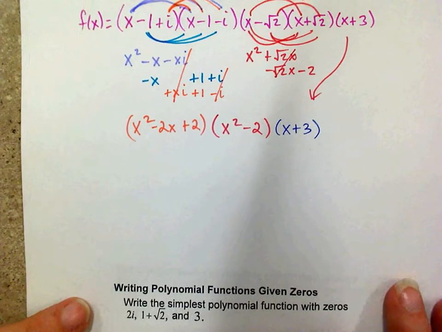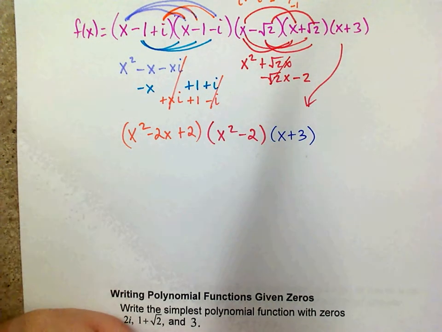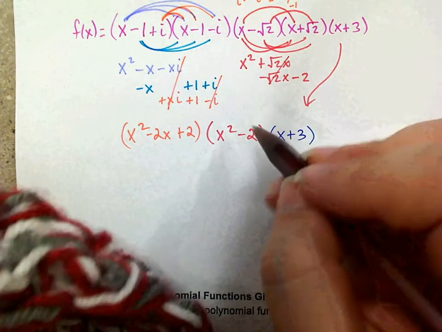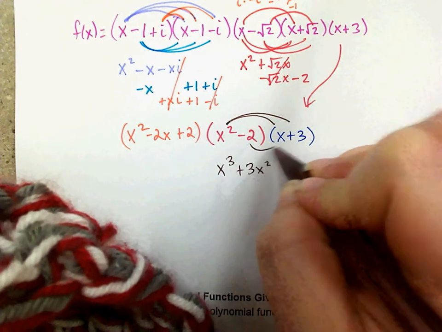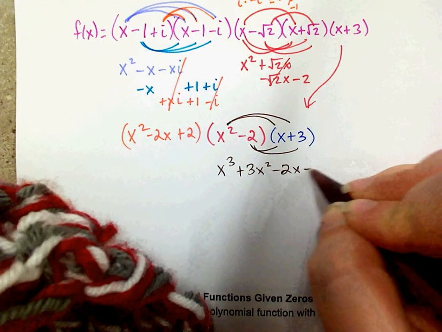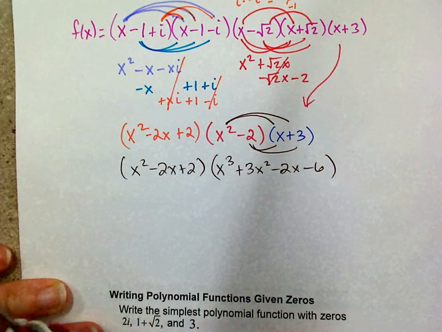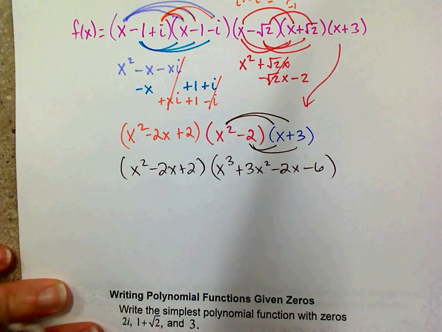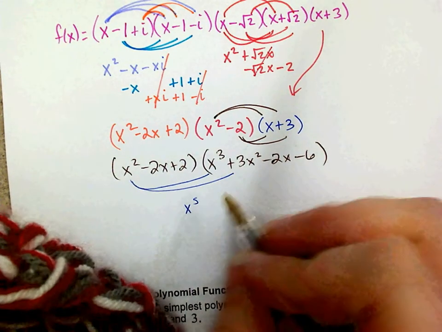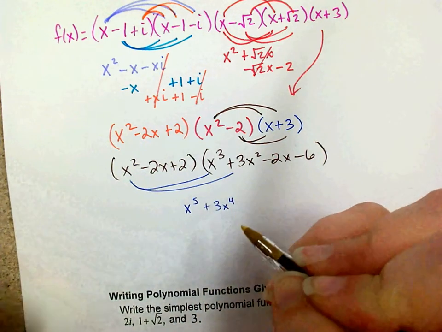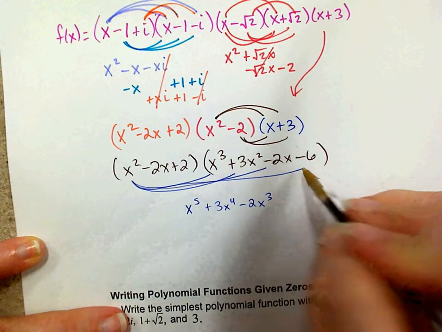So now we need to multiply it all together. As an intermediate step, I'm going to multiply these two. Okay? So I'm going to multiply that times that, and I get x cubed plus 3x squared minus 2x minus 6. And multiply that times x squared minus 2x plus 2. And then I'm going to start distributing. So x squared times x cubed is x to the 5th. x squared times 3x squared is 3x to the 4th. x squared times negative 2x is negative 2x cubed. x squared times negative 6 is a negative 6x squared.